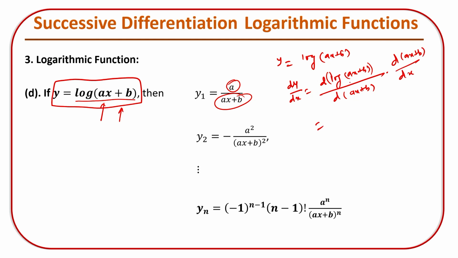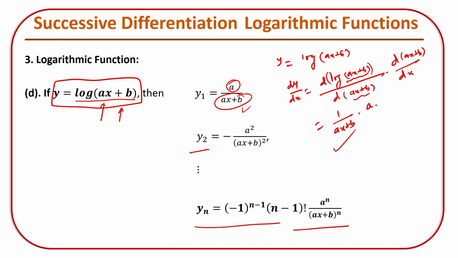So derivative of log of x means 1 by x, so this is 1 by ax plus b into d of ax plus b, which is equal to what? a. So that is the thing. Similarly, can you find for y2? y2 is also minus of a square divided by ax plus b whole square, right? And in a similar fashion, you can find out the yn.